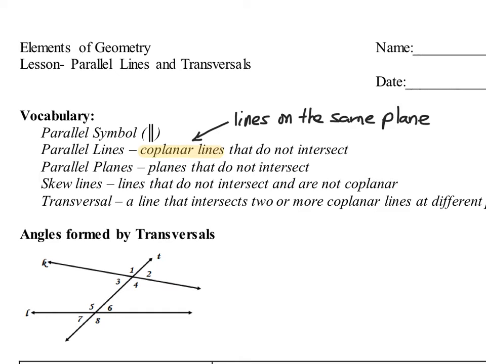All right, skew lines: lines that don't intersect and are not coplanar. Those are interesting to think about. They're not coplanar, which means they're living in different planes, but they're not going to intersect either, right? For example, a line living in this plane compared to a line living in that plane. They could run parallel to one another, or maybe not. Maybe one's running that way and one's running that way, but they'll never intersect because they're not living in the same plane.